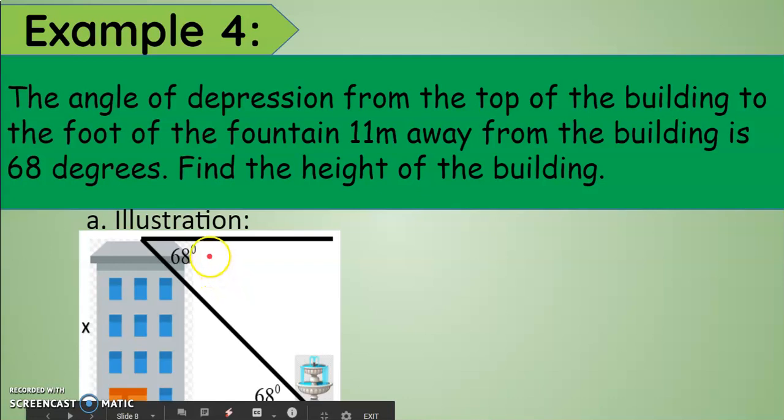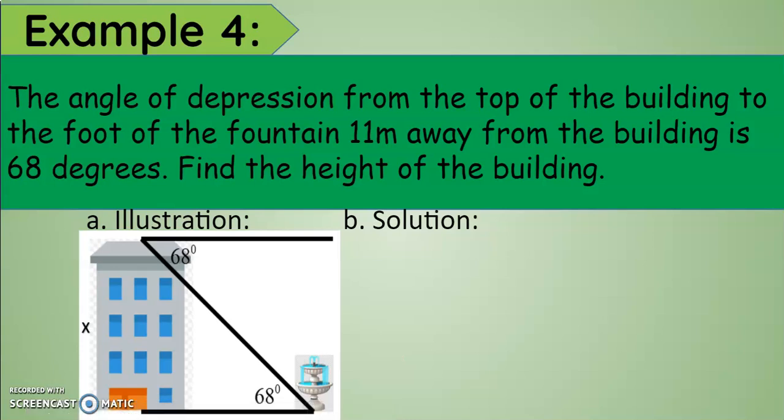Now again, they are alternate interior angles, so we have 68 degrees. So we have 11 meters away. So we have now opposite over adjacent. So that will be tangent. So tangent 68 degrees is equal to x over 11. Again, your variable now is in the numerator. So the operation involved is multiplication. So we have now x is equal to 11 tangent 68 degrees.